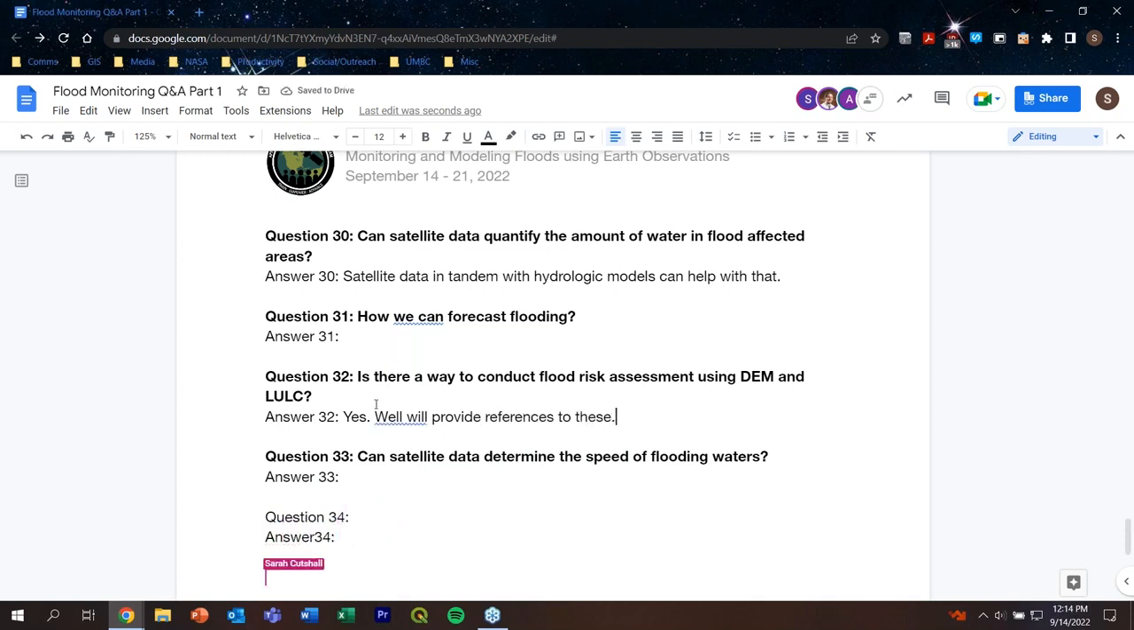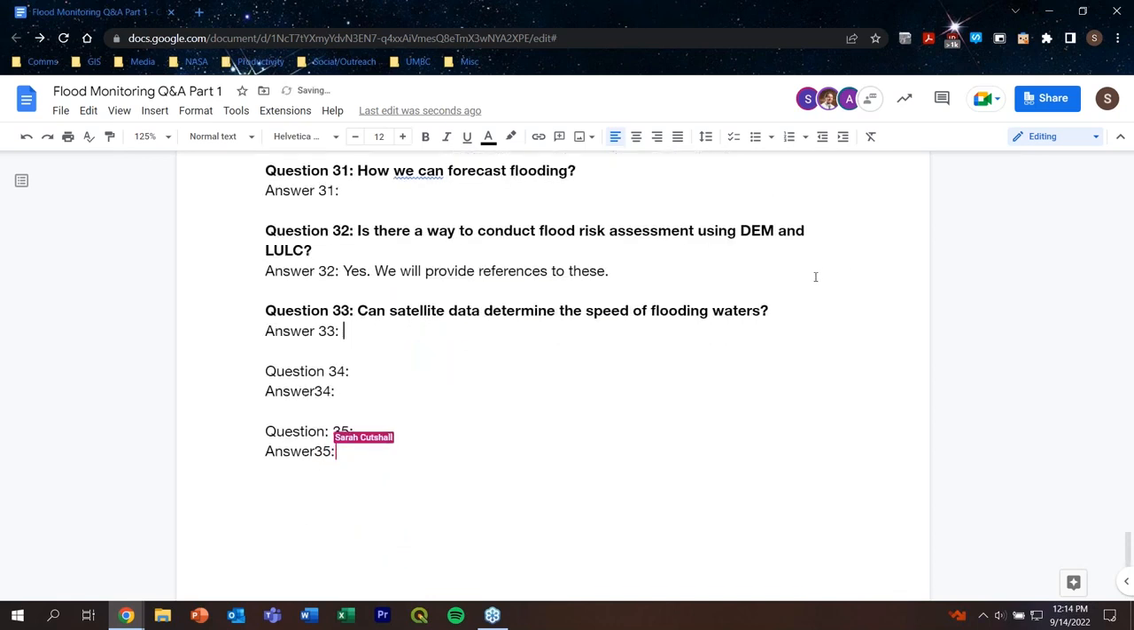Question 33 is, can satellite data determine the speed of flooding water? Again, if you use a hydraulic model, then flood velocity or flow velocity is the output of the model. So satellite data used as inputs for a hydraulic model can then lead to flow velocity.